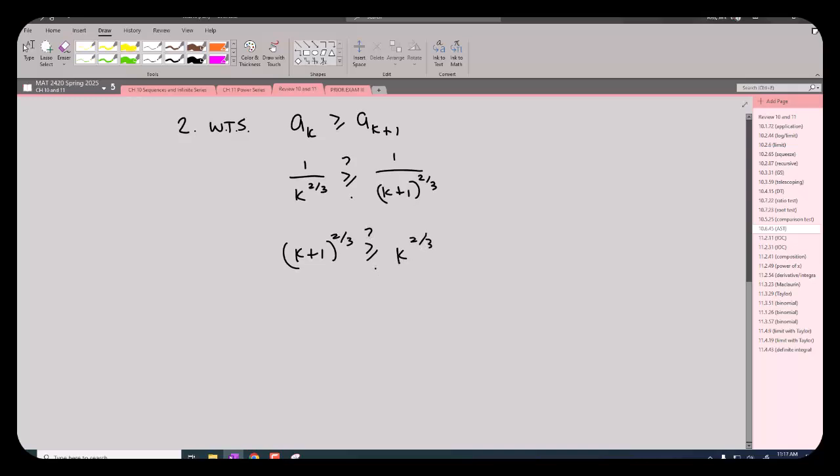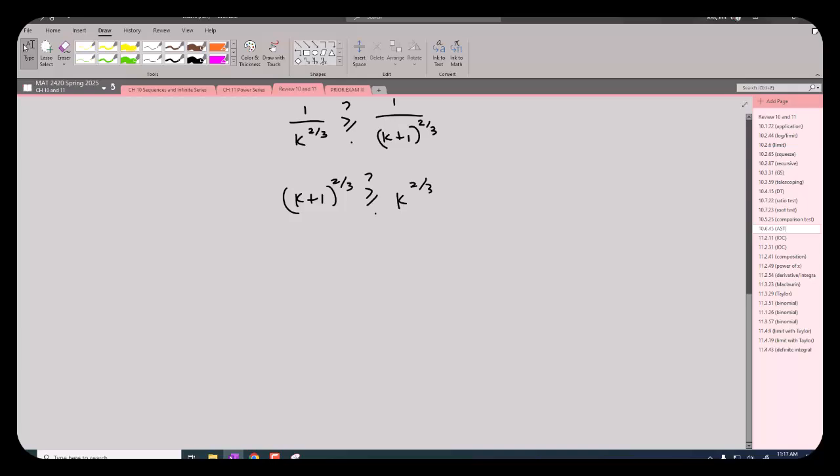Everything is positive here, so we can do whatever power or root we want to both sides. So we get k plus 1 greater than or equal to k. Yeah, that's true. So that checks. Therefore, we have convergence of the alternating series. So the alternating series converges.